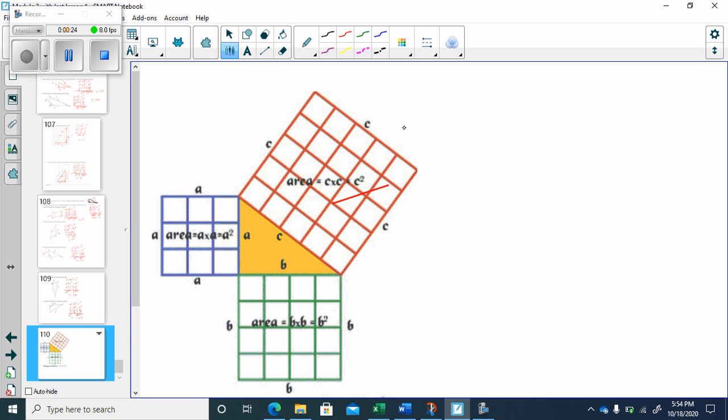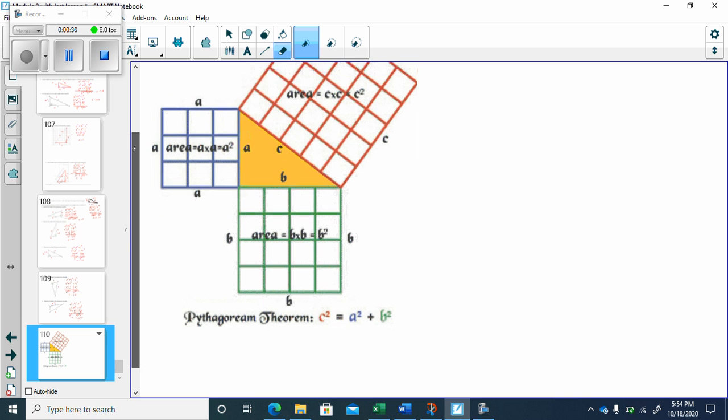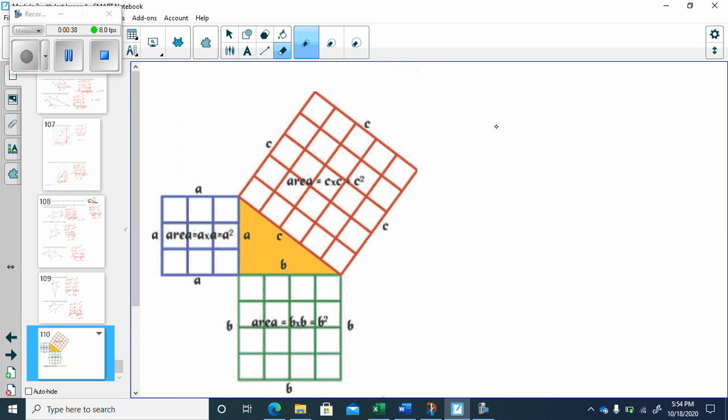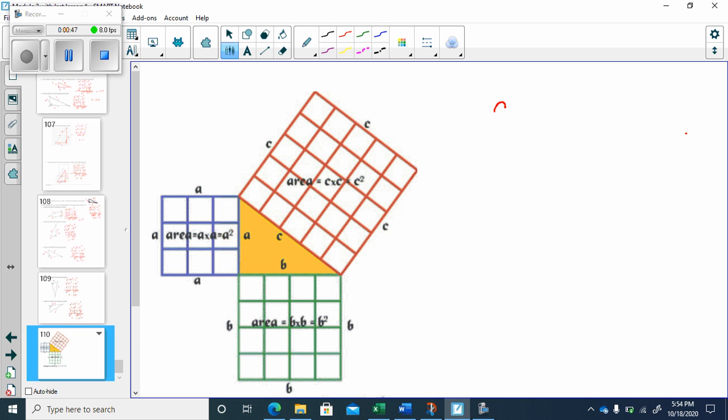We've talked about Pythagorean Theorem. It is a squared plus b squared is equal to c squared, okay? It's a way to find the side lengths in a right triangle. If you're missing a side length, you can use it on a right triangle only to find side lengths. A squared plus b squared is equal to c squared. C is always across from the right angle.